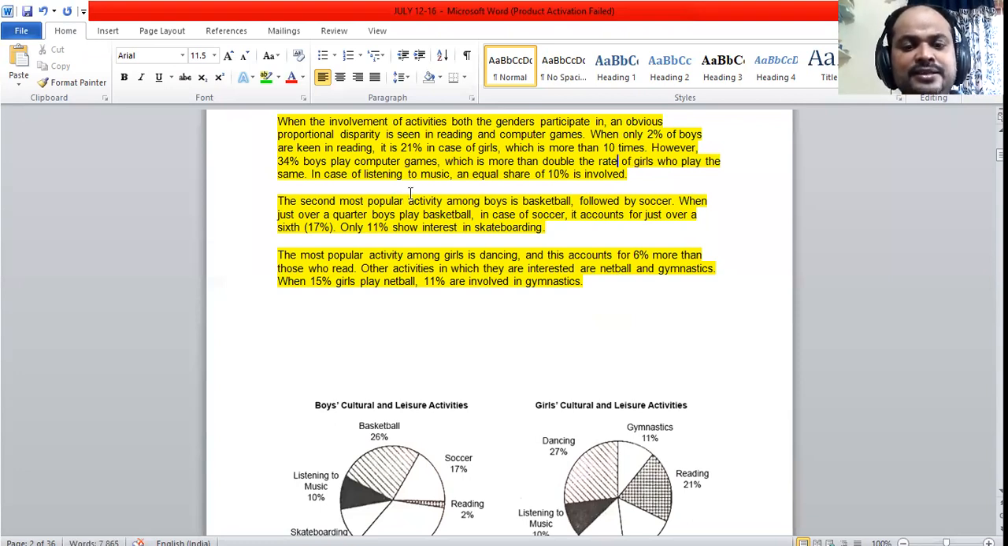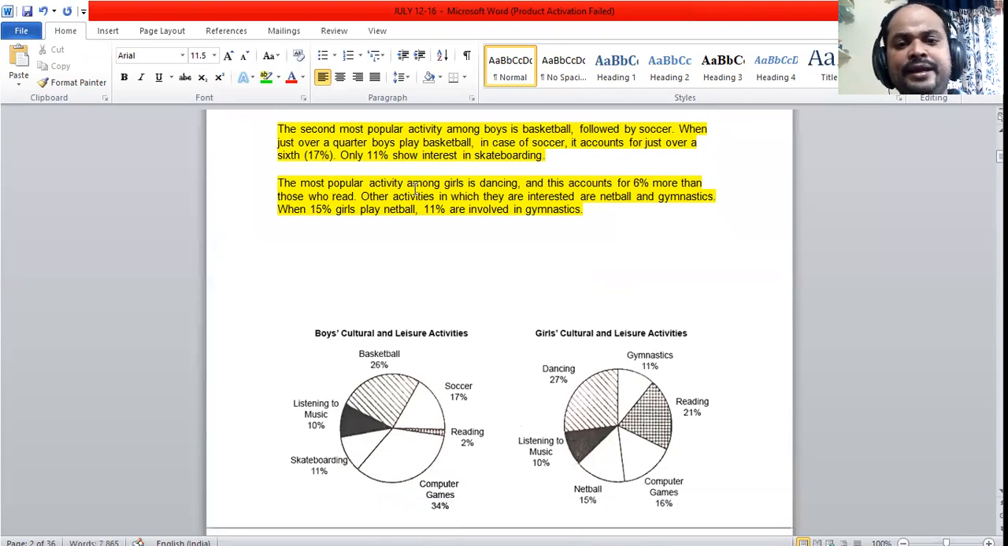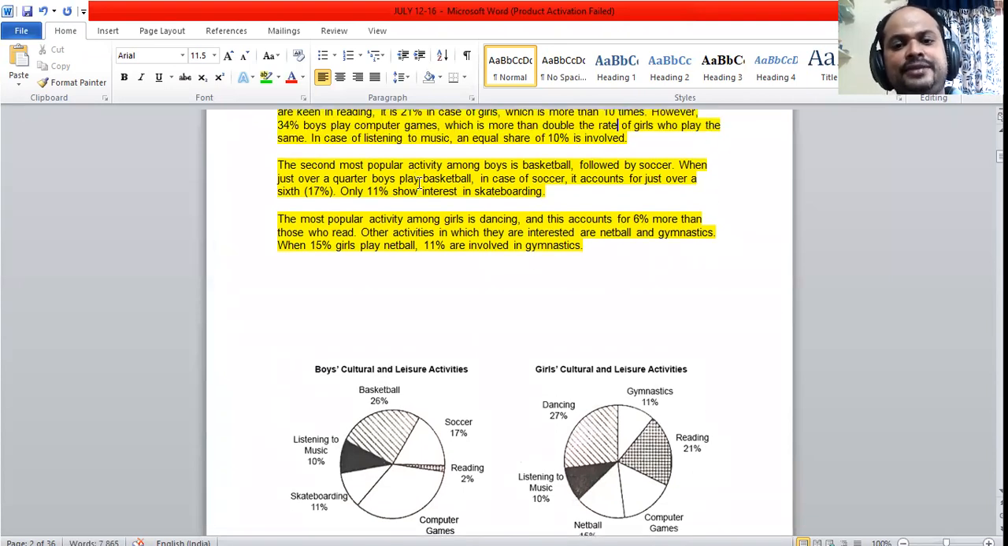In the case of listening to music, an equal share of 10% is involved. If it comes to music, it's 10%. So there is no change there. It's equal.